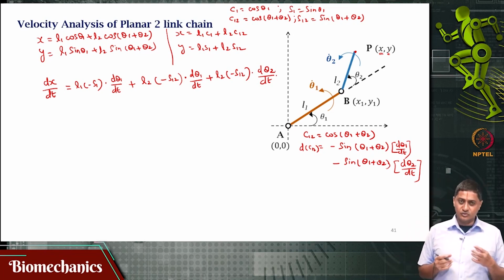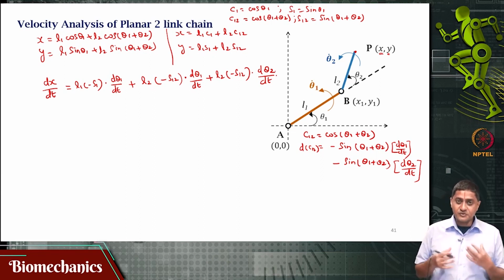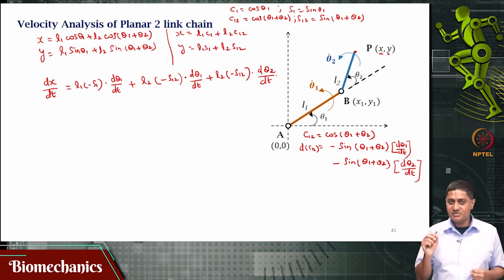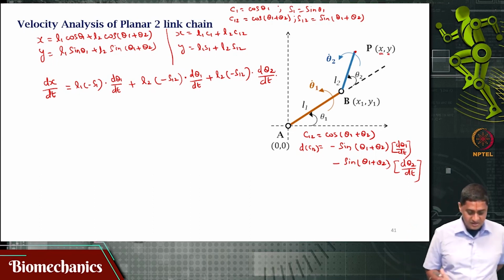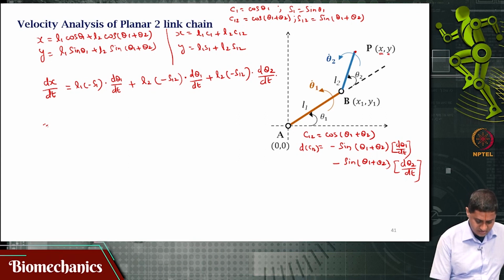We will have to do this patiently. This is not rocket science, I understand that, this is high school, which is why this is harder to do. We will have to go back to the basics, to our foundations, and do it patiently, step by step, one little baby step at a time. Now, before I proceed to dy by dt, let me rewrite this.